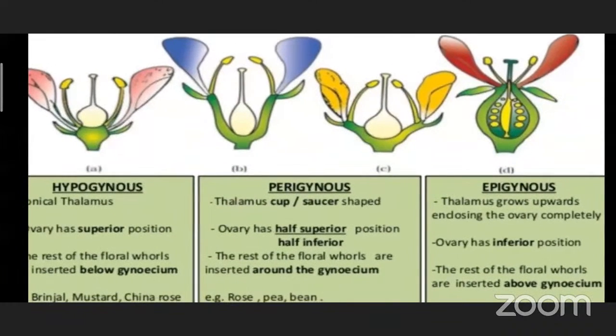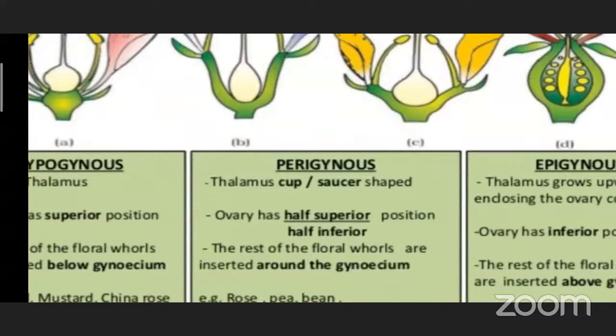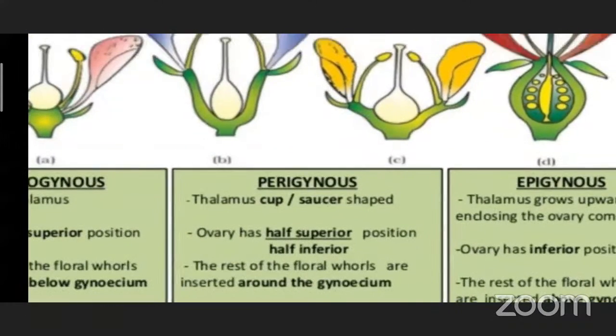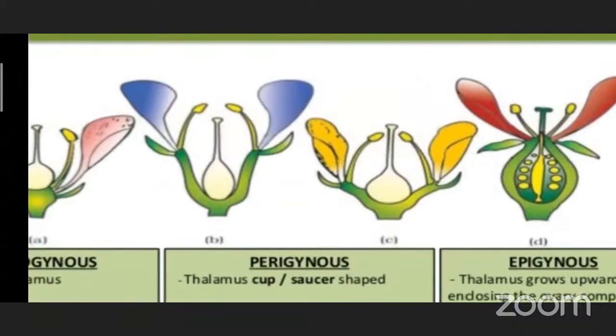The rest of the floral whorls are inserted below the gynoecium. Other examples, brinjal and China rose. Second one, insertion of floral leaves: perigynous.